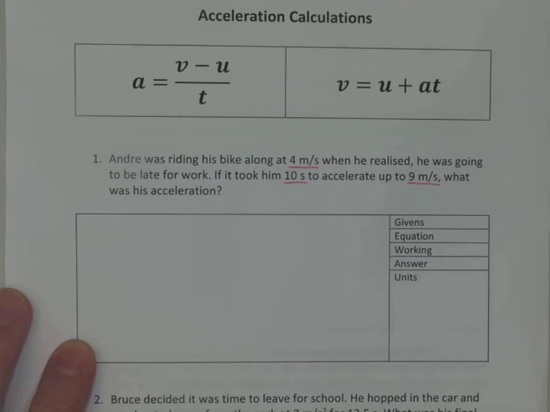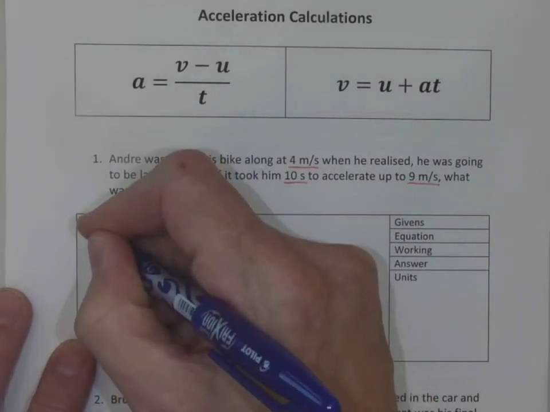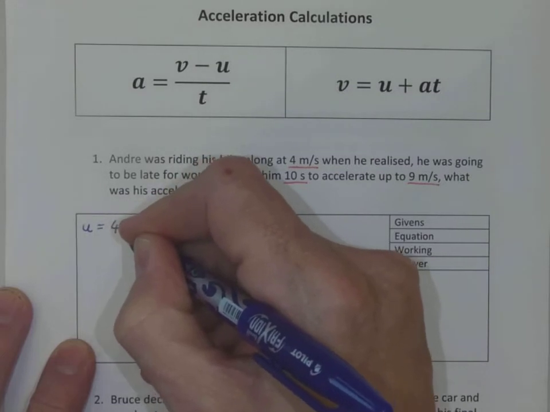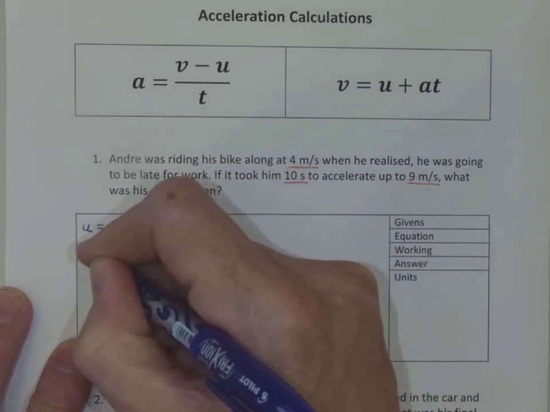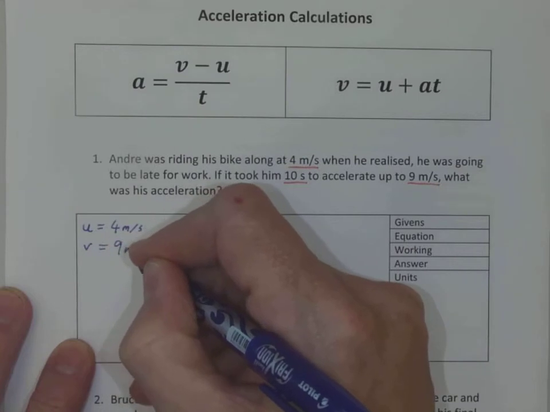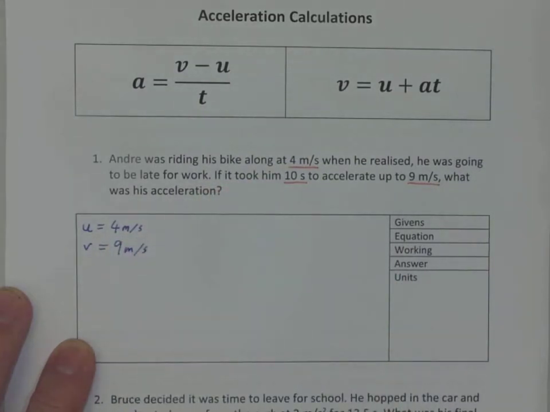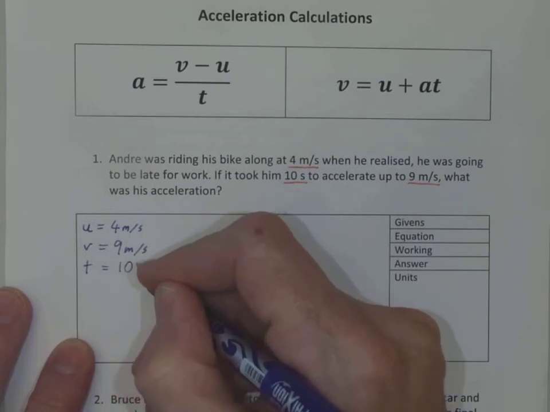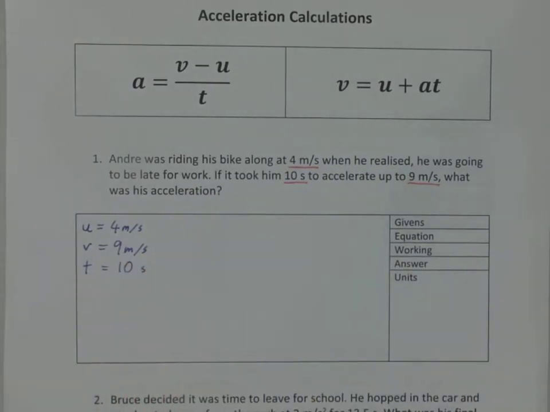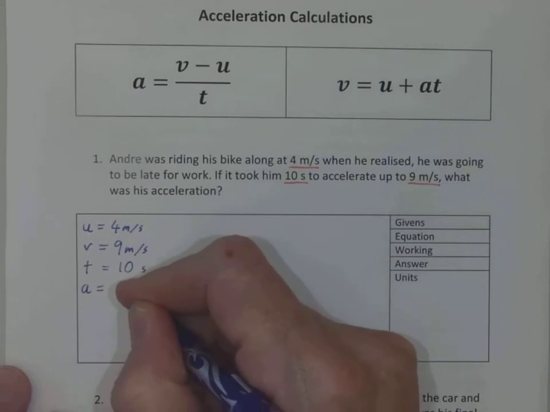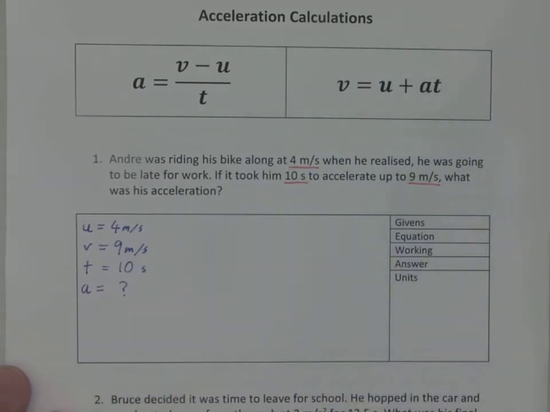Okay, so I'm going to list my givens. My initial speed is equal to 4 meters a second. My final speed is going to be equal to 9 meters a second. And the time it takes for this to happen is 10 seconds. Okay, I've got to think to myself, what do I want to find out? It's acceleration that I want to find out, and which equation is going to be best for this?